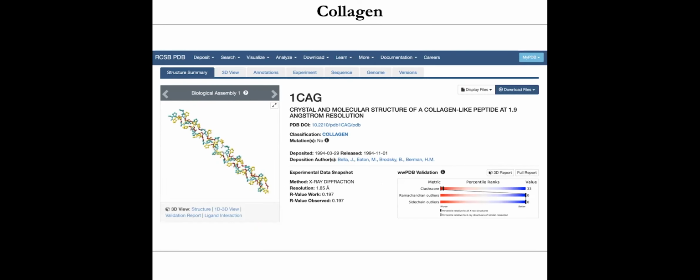And so here's the deposition of this protein. So its code is 1CAG. It's a collagen-like peptide, so there actually are a few modifications, but this is basically the structure of collagen. It was deposited way back in 1994. So I just got these codes out of your book, and they use a lot of old structures in there, apparently. That's okay, though. They're still very good. It was determined by X-ray diffraction to 1.85 angstroms, which is very, very high resolution.